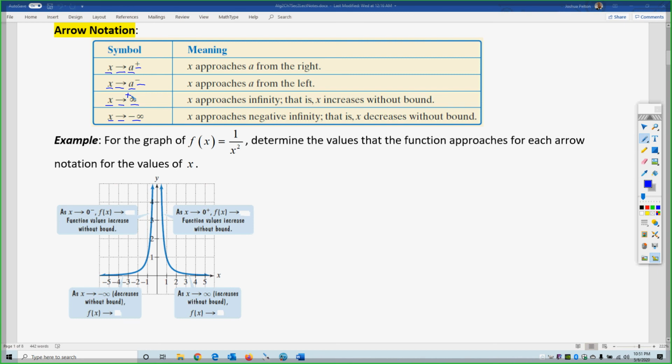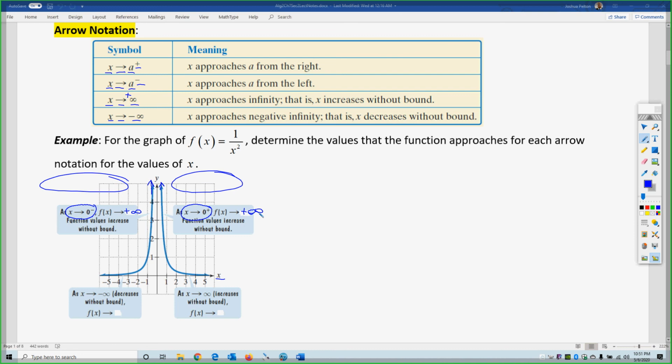So in the first example, as x approaches 0 from the negative side, right? That's what it's saying. This is the negative side of the graph. What's happening to the function? Well, the function is going up to positive infinity. Positive infinity. So as x approaches 0 from the positive side, right? This is the positive side of the graph, this is my x-axis. What's happening to the function? It's going up to positive infinity.